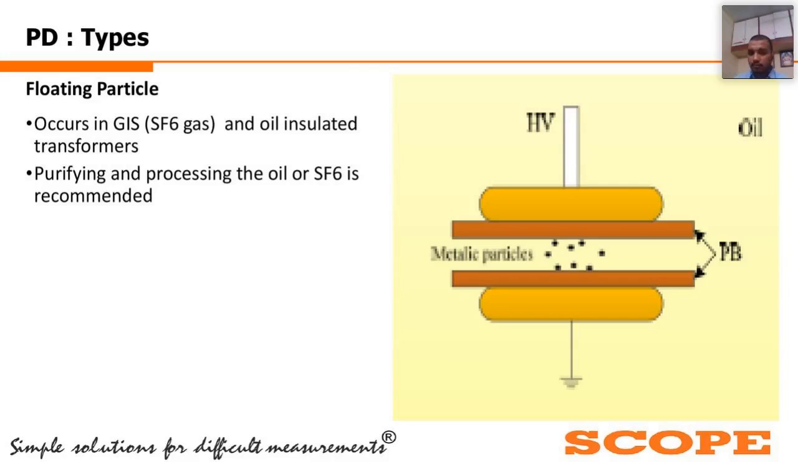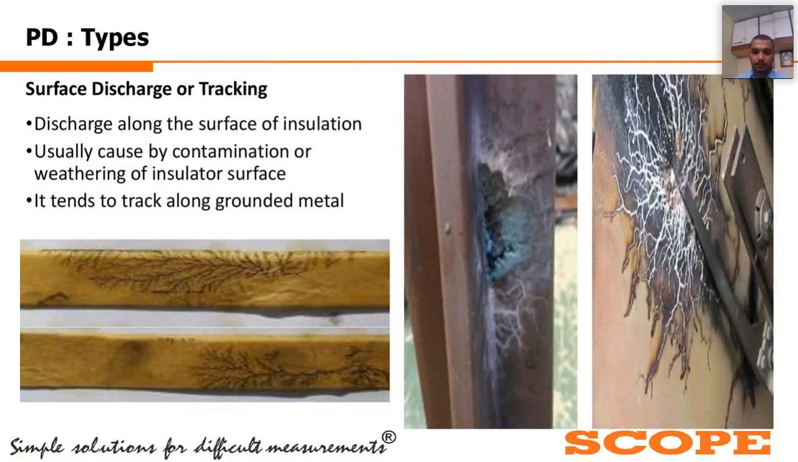Now, if they are there, you cannot help it, but you have just one solution left. If they are ever detected, that you have got some floating particle inside, or some contamination or dust particle inside your fluids, or in most of the cases your GIS, the only solution left is to purify and process the oil. All right. So this is the third kind, floating particle.